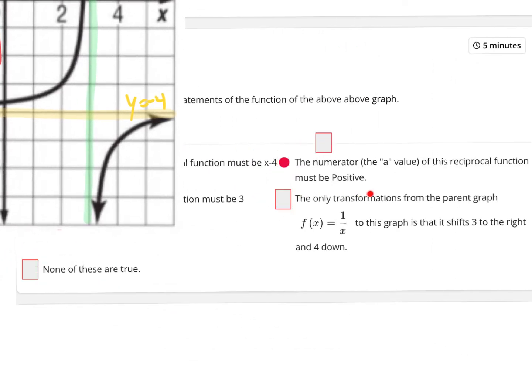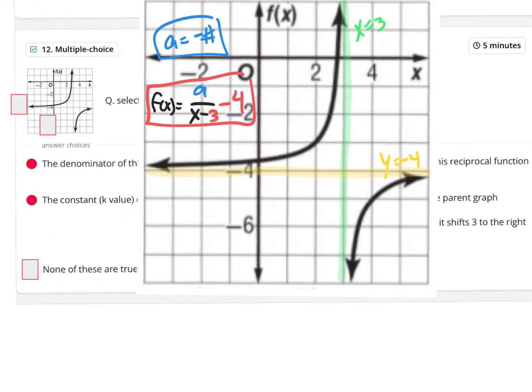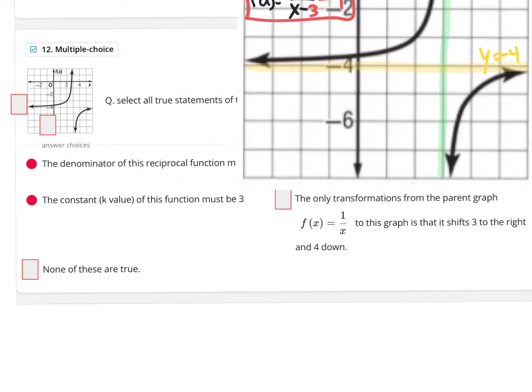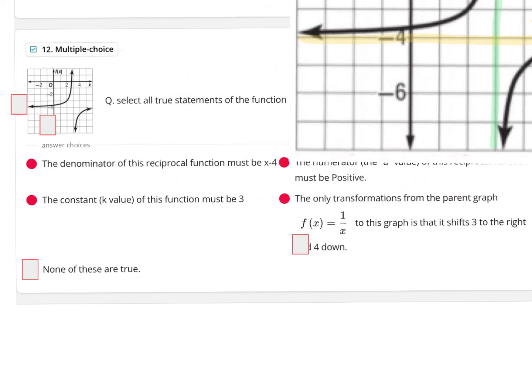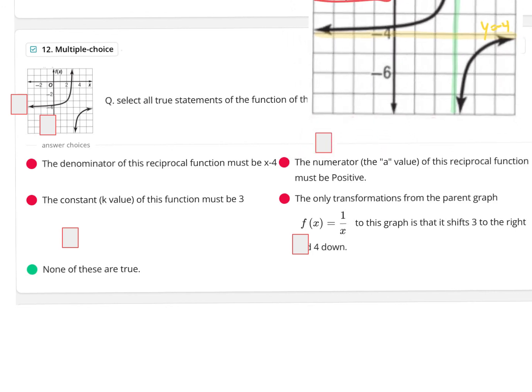And then it says the only transformation from the parent graph to this new graph is that it shifts 3 to the right and 4 down. We know that that's false. I mean, we do know that it does shift 3 to the right and 4 down, but the very first transformation is that it gets reflected over the x-axis, and it didn't state that. So that's incorrect as well. All of these are incorrect, so the correct choice would be none of these are true. Okay. I hope we understand that.